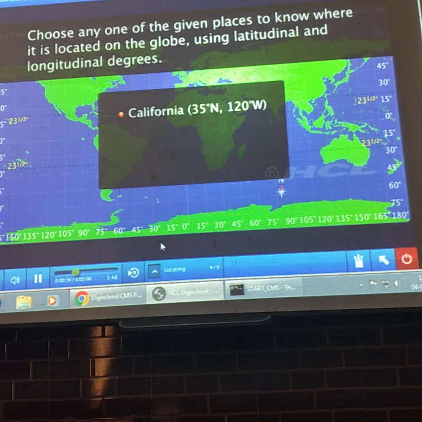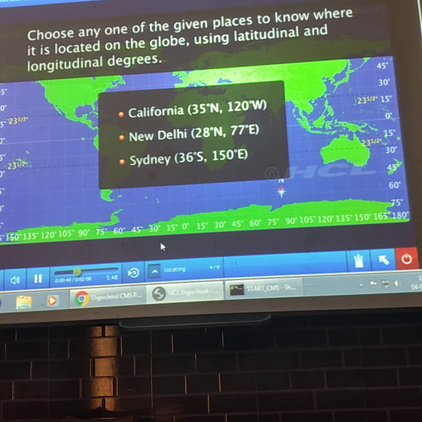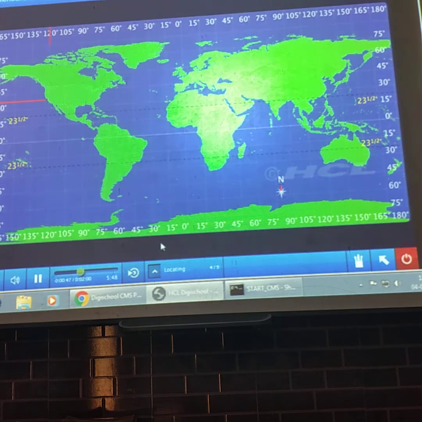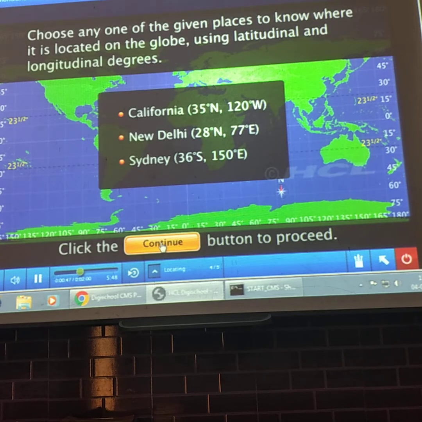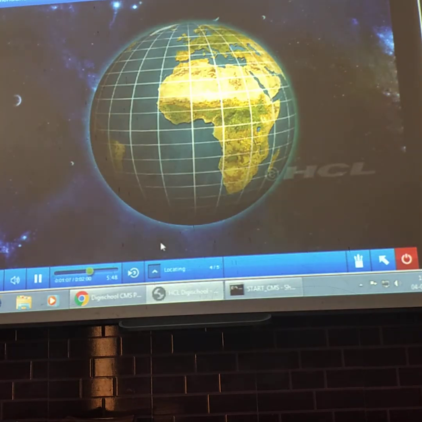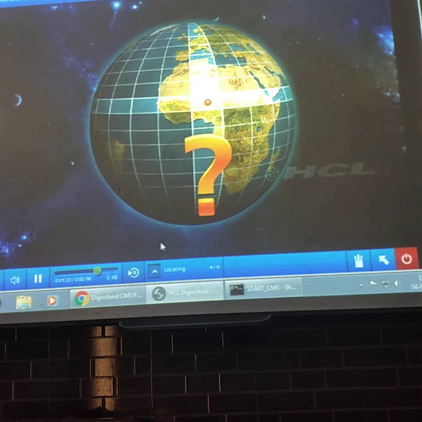Choose any one of the given places to know where it is located on the globe using latitudinal and longitudinal degree. Notice that there is a lot of distance between each degree of latitude and longitude. If we were to locate a place which lies between two consecutive lines of latitude or longitude, how could we achieve it?